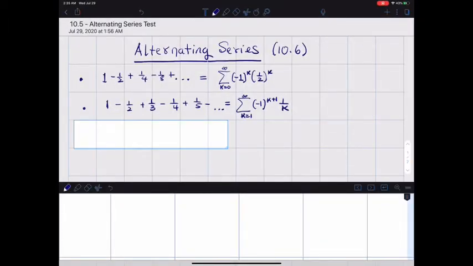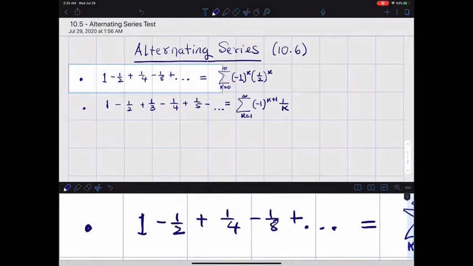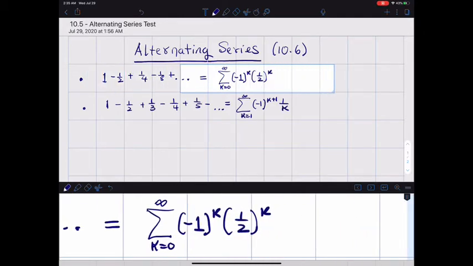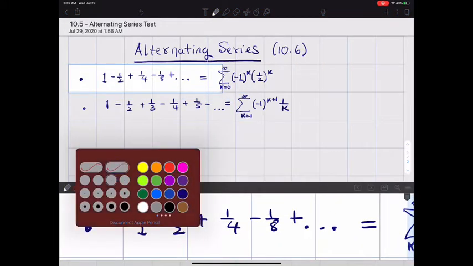Consider the following series. The first one: 1 minus 1 half plus 1 fourth minus 1 eighth plus 1 sixteenth, and so forth. This series, we can write it as the summation from k from 0 to infinity of negative 1 to the power of k times 1 half to the power of k. So when k is equal to 0, you have negative 1 to the power of 0, which is just 1, times 1 half to the power of 0, which is also 1. So you just get 1. So that's why you get 1 over here.